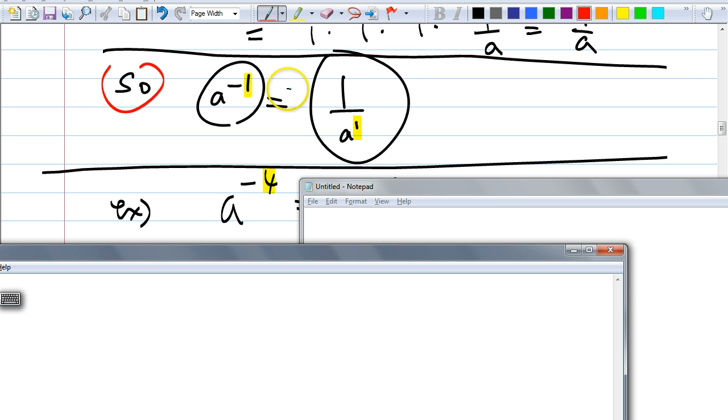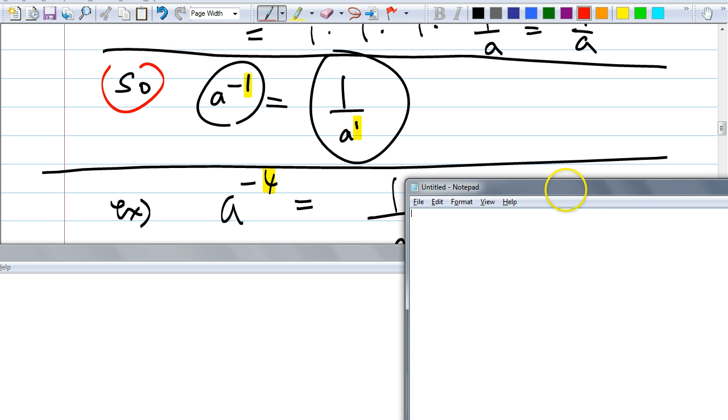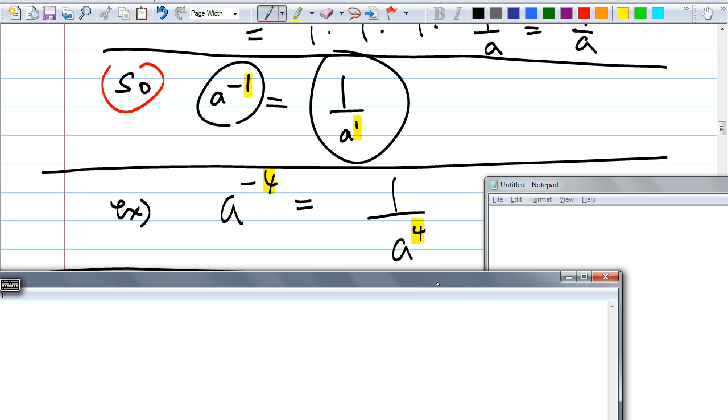So if a to the negative 1 power became 1 over a to the first, anybody want to guess what a to the negative 4 power is? Christina, try it again. 1 over a to the 4. You got it. 1 over a to the 4.